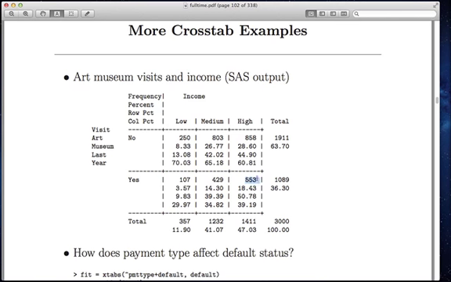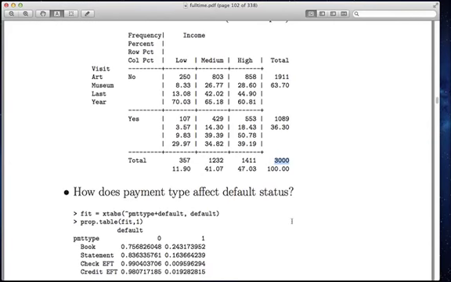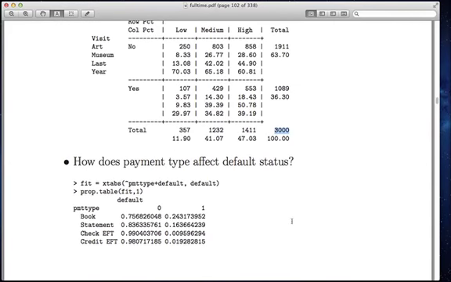Finally, what does this mean? 553, pause the video and I'll give you the answer. Okay, the answer is 553 people have high income and went to an art museum. What's the sample size? 3,000. All right, good. Another your turn.